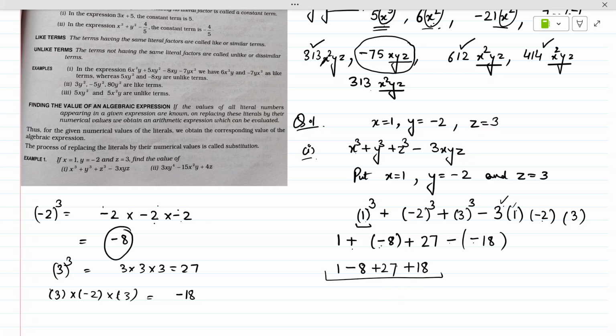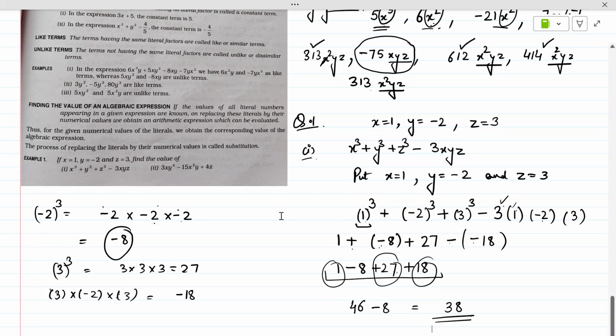So now let's solve it. We have all plus here, 27 plus 18 plus this one. So 1 plus 27 will become 28, plus 18. So 28 plus 18 is 8 plus 8, 16, and 46. 2 plus 1, 3 and 1 more, that is 4, 46. This is plus 46, and now this is minus 8. 46 minus 8 will be 38. So our answer will be 38 here. Okay, so this is how we have to do such questions.